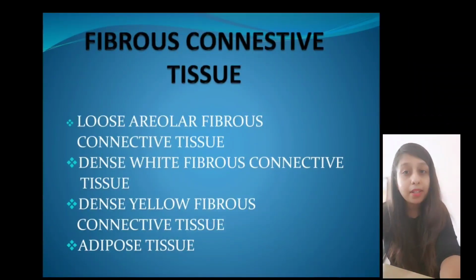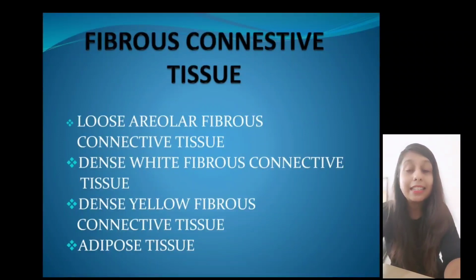Now this fibrous connective tissue also has more classification in it, like loose areolar fibrous connective tissue, dense white fibrous connective tissue, dense yellow fibrous connective tissue, and adipose tissue. These fibers are generally responsible for keeping the organs intact in our body. Therefore, there are so many different fibers. They are also responsible for providing elasticity and flexibility to our body.